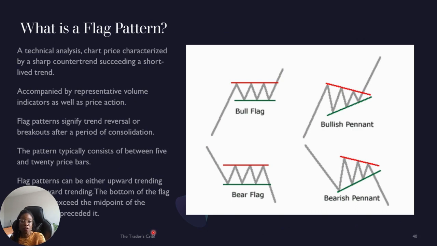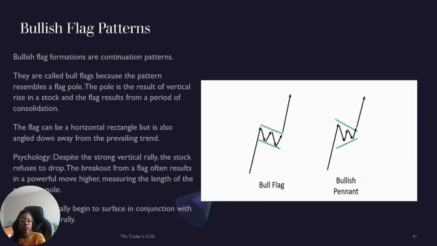What is an overall flag pattern? It's a technical analysis chart pattern characterized by a sharp counter trend succeeding a short-lived trend. It's accompanied by representative volume indicators as well as price action. Flag patterns signify trend reversal, or breakouts after a period of consolidation. The pattern typically consists of between 5 and 25 price bars. Flag patterns can be either upward trending or downward trending. The bottom of the flag should not exceed the midpoint of the flagpole that preceded it. So we have a bull flag where price is coming up, then consolidates, then continues up. The pennant is where price squeezed together before breaking out and continuing up. And of course, we have the inverse bear pattern of the same thing.